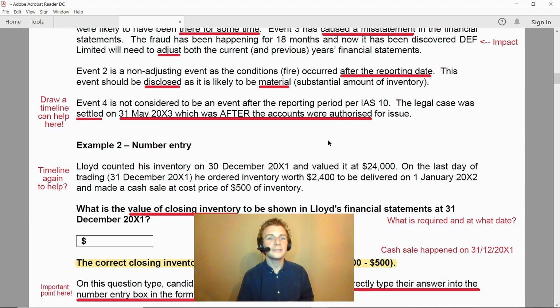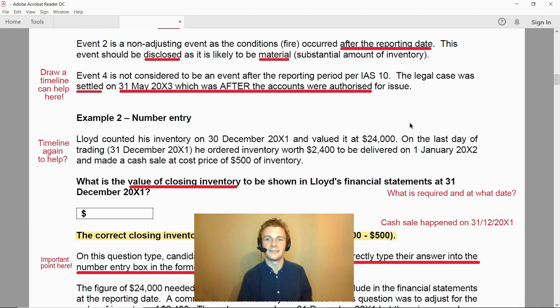So you might say, well, yes, those are the reasons why it's an adjusting event, but look at the ones why it isn't. This is where you eliminate which answers are going to be true. So event 2, the fire, is not an adjusting event. Yes, it occurred after the reporting date, which is the key thing there, but it should be disclosed. Sorry, I'm trying to read from one line to the other. It should be disclosed, as it is likely to be material.